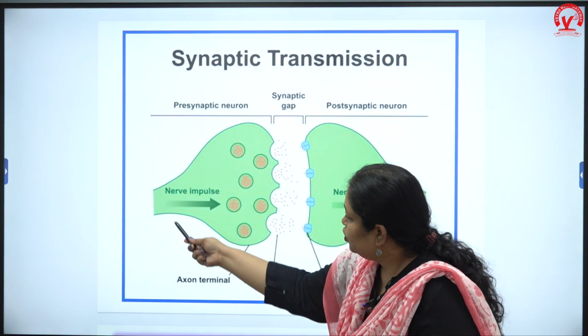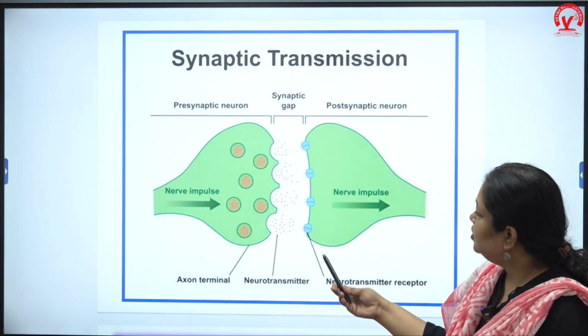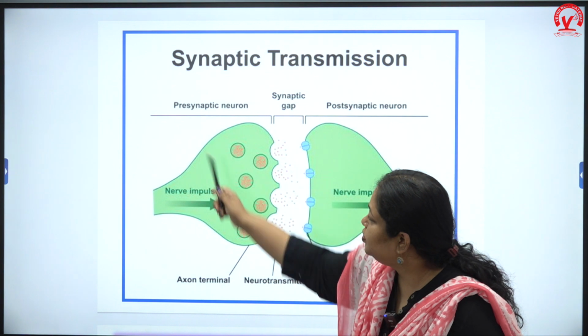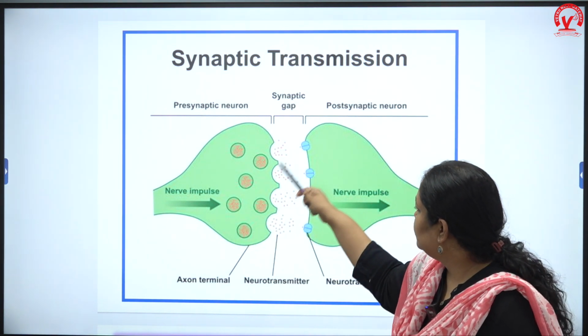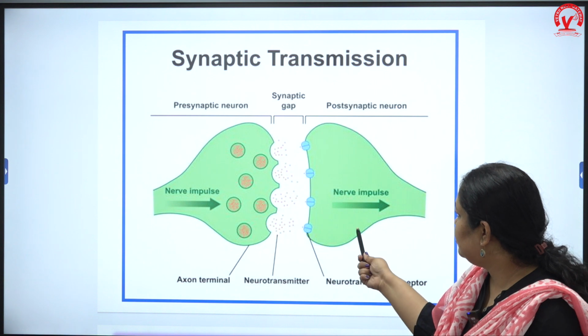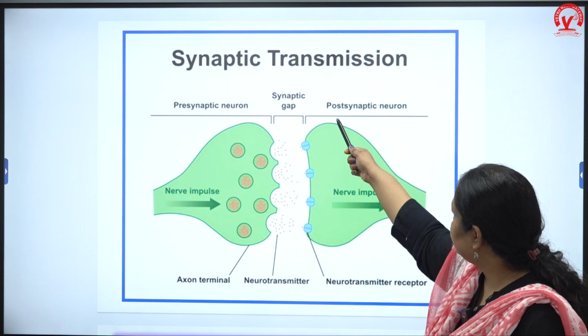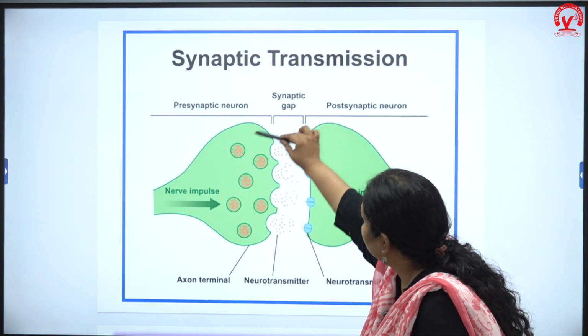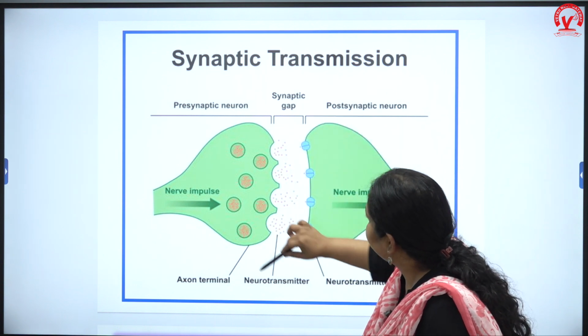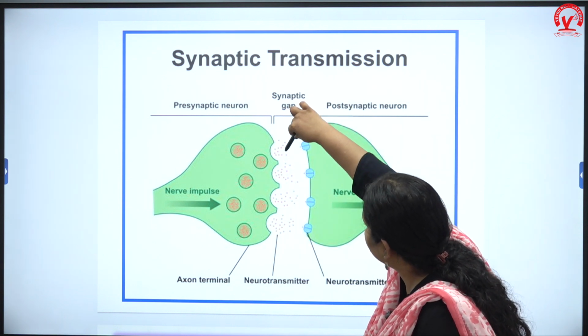This is one neuron and then this is the other neuron. The first neuron is called the presynaptic neuron, and the second one where the chemicals are transmitted, that is the postsynaptic neuron. This is the synapse and this is the synaptic gap.